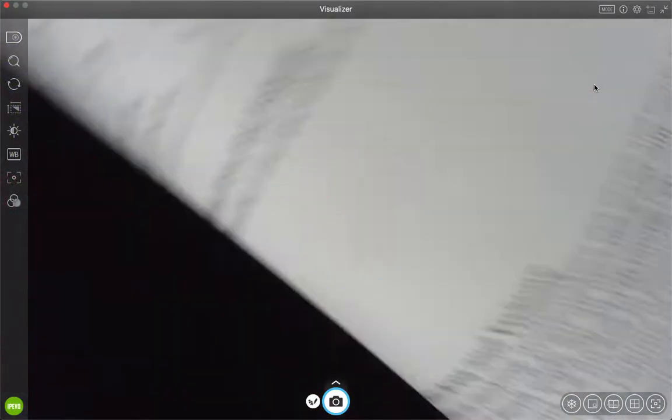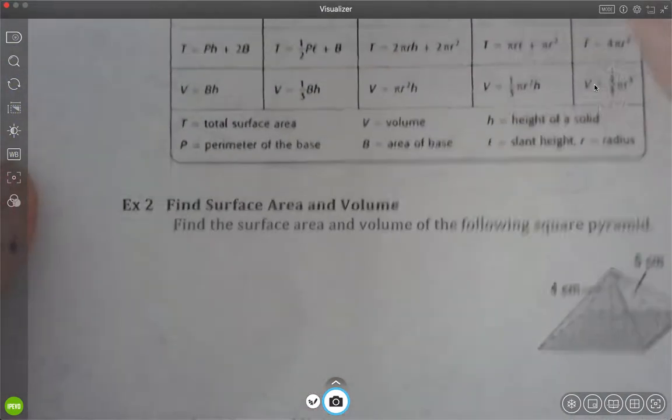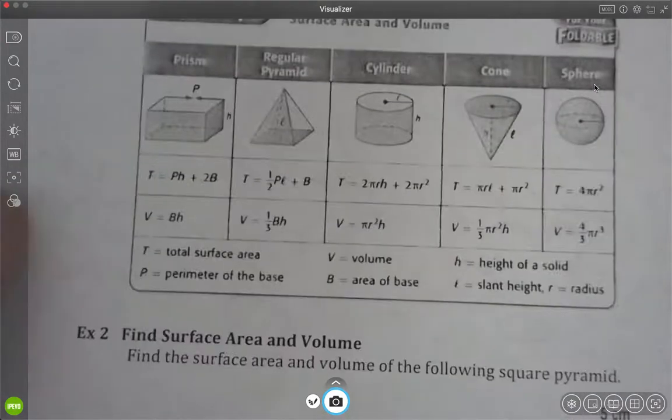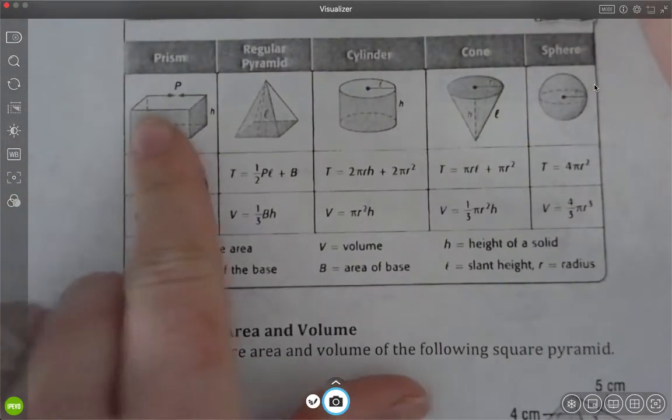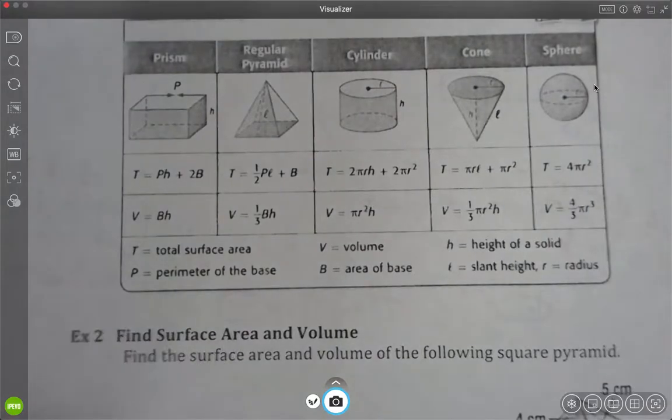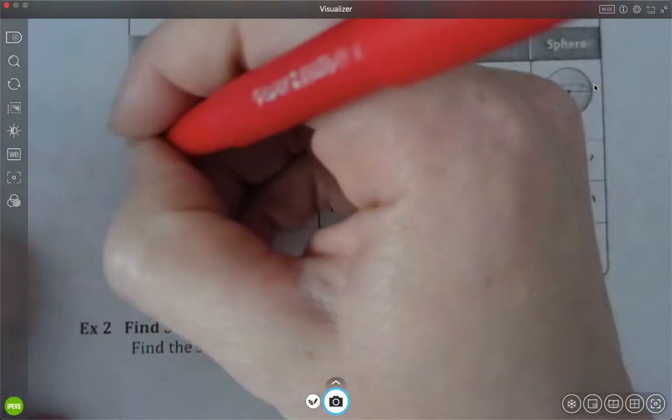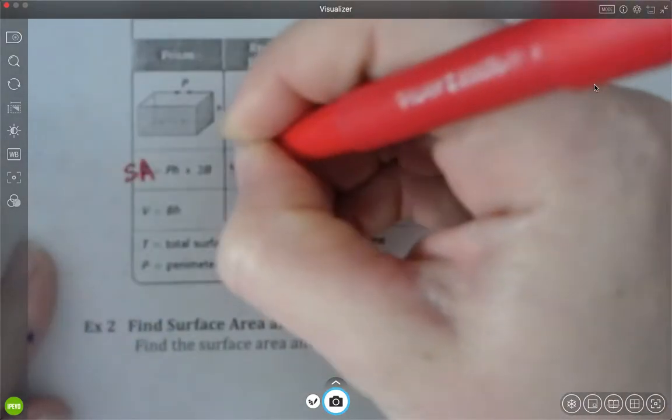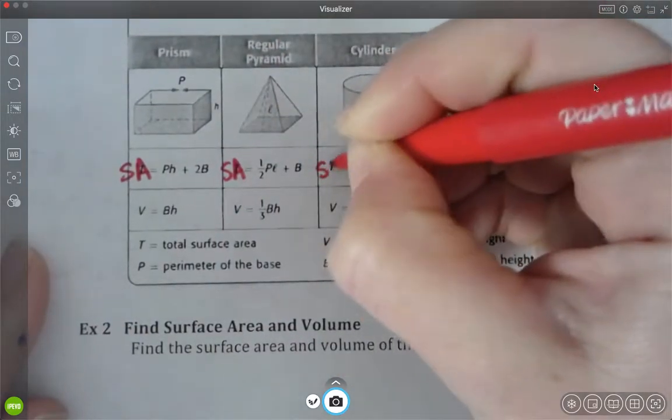All right, now, for these guys, surface area and volume. We have 4 or 5 different shapes, and we have surface area and volume for each one, okay? All right, they write surface area.